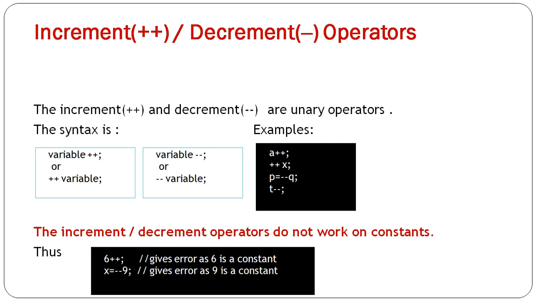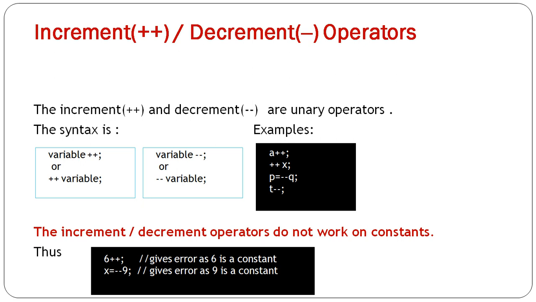This is the rule. So postfix increment or decrement, that is the second one: variable plus plus and variable minus minus. In postfix increment or decrement, the value is incremented by 1. Thus a plus plus has the same effect as a equal to a plus 1, and a minus minus will have the same effect as a equal to a minus 1. The difference is, if plus plus is after the operand, the increment takes place after the expression is evaluated.